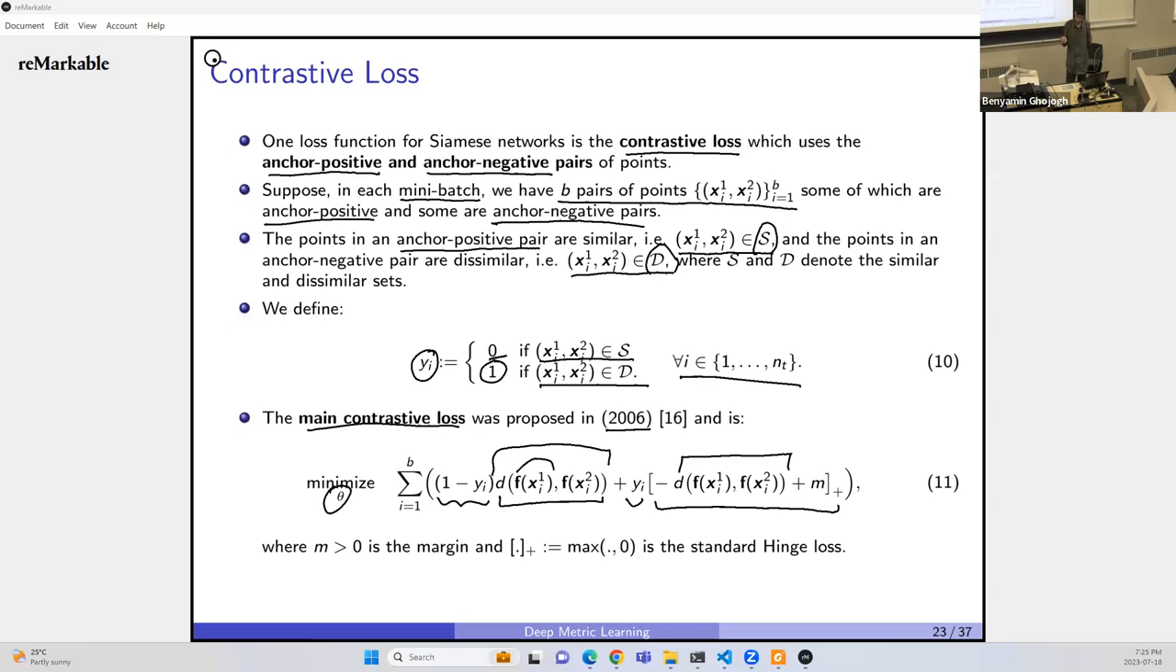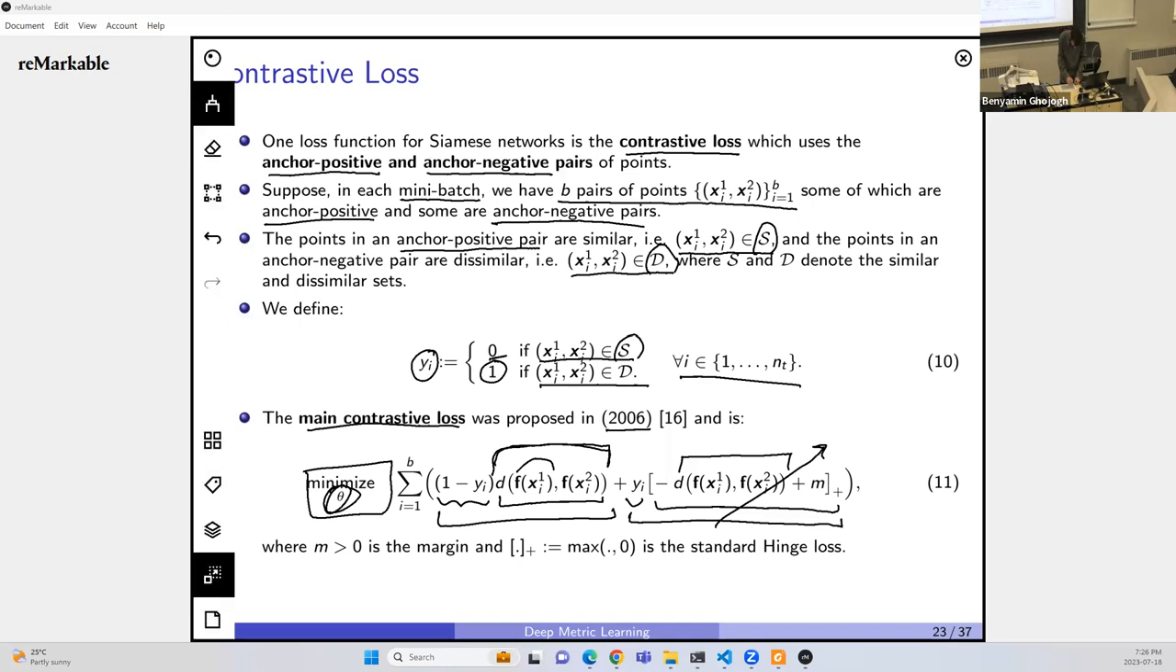However, depending on whether it's anchor positive or anchor negative, we'll behave differently, right? So here, if they are similar, then yi is zero, right? Then this becomes zero. Then we have only this term. This term goes away, right? Then what does this say? It means that I want this distance to be minimized. The distance of the embeddings of anchor and positive should be minimized. They should be pushed toward each other, right?